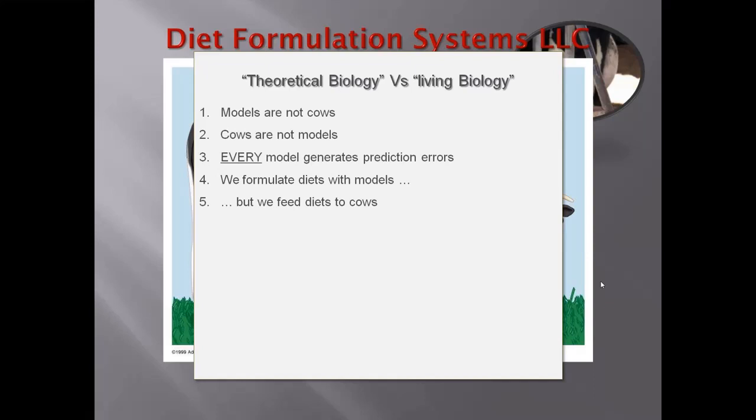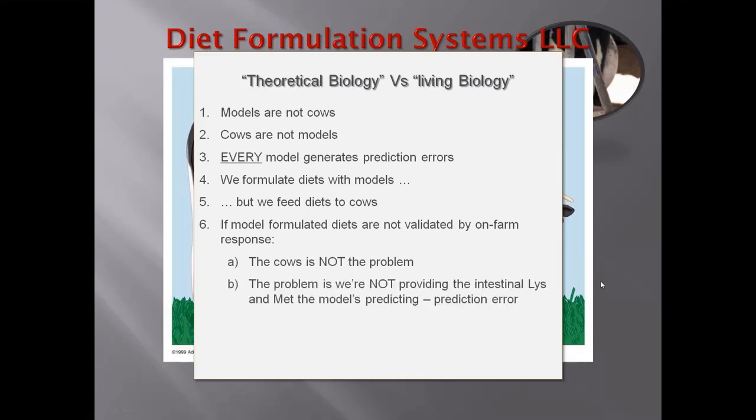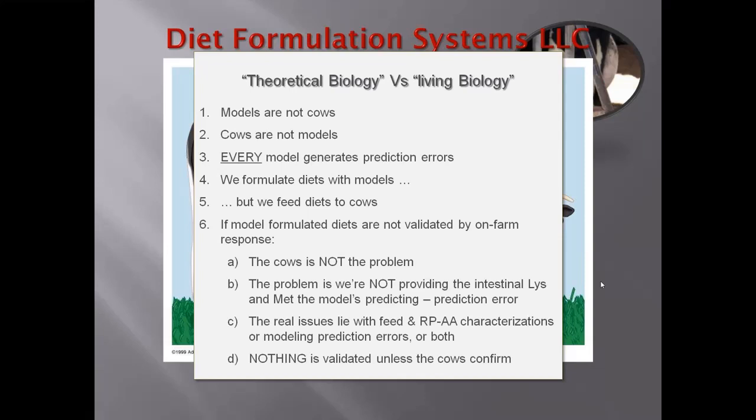So what we end up doing is we formulate diets with models, but we feed diets formulated with models to cows. So if our modeled formulated diets are not validated by the on-farm response, this is what we have to bear in mind. The cow's not the problem. She's just not the problem. The problem is that we're not providing the intestinal lysine and methionine that the model's predicting. That's prediction error. And the real issues lie with feed and protected amino acid characterizations that are inaccurate or unreliable or unrealistic, or modeling prediction errors, or both. My perspective on it is that it's probably both most of the time. So that's why we say that nothing is validated unless the cow confirms.